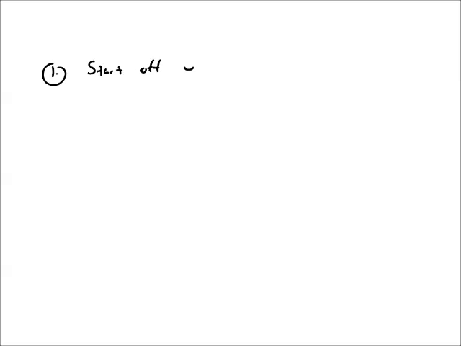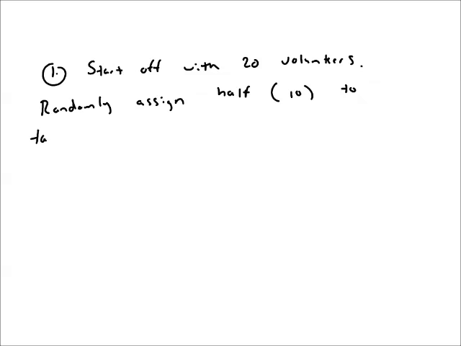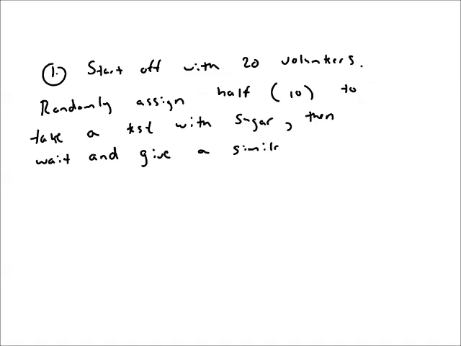Start off with 20 volunteers. Randomly assign half, 10, to take a test with sugar, then wait and give a similar test without sugar.